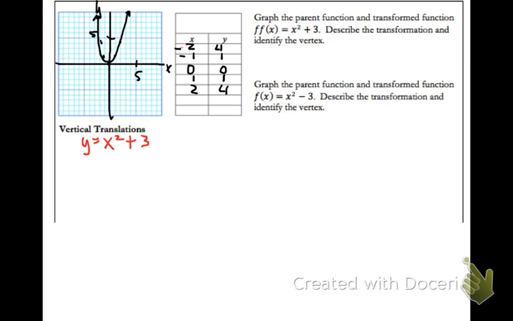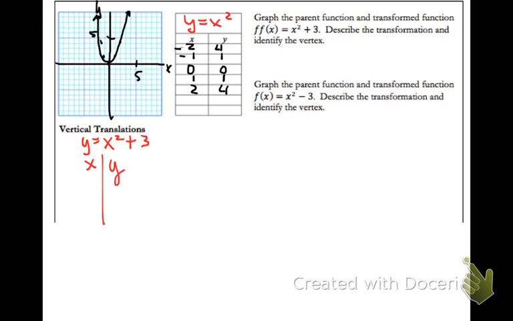Now let's look at two more types of transformations. So, graph the parent function. I have it graphed already, which is just y equals x squared. And now we're going to graph f of x, or y, equals x squared plus 3. And then we'll look at how the graph has shifted from the original. So let's make a table of values.